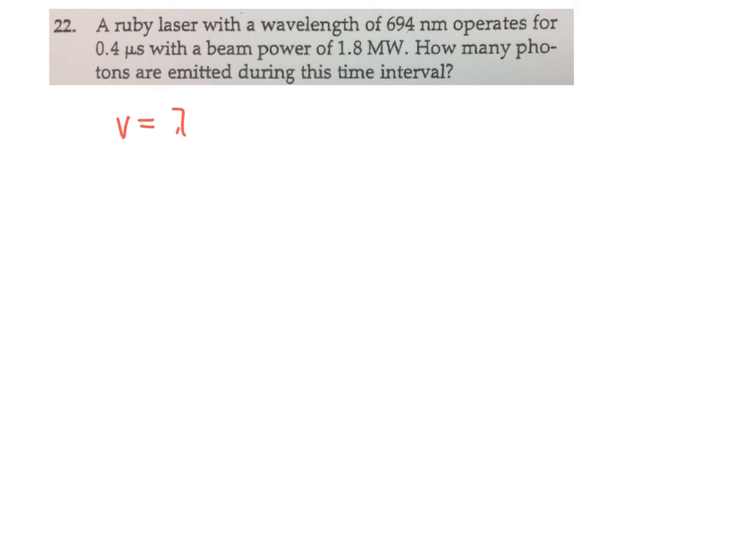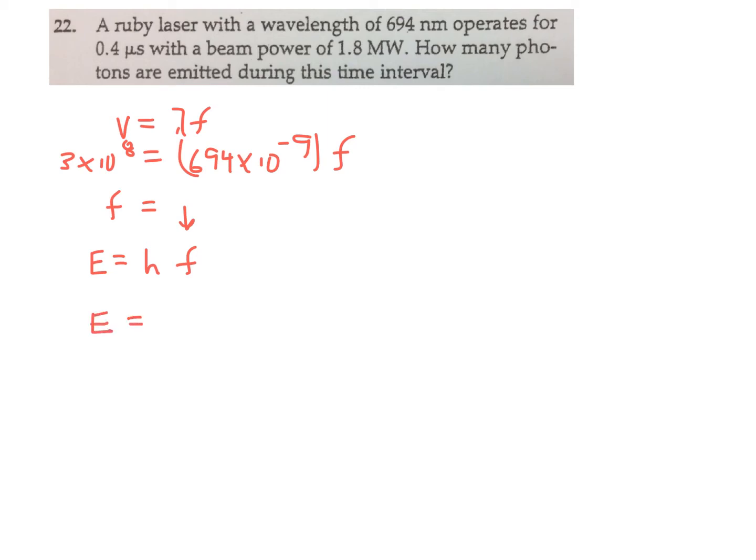Since we have v equals lambda f, and it's a photon, the speed of light, 3 times 10 to the 8th meters per second, equals 694 times 10 to the negative 9th meters times the frequency, and you will calculate the frequency of this photon. And if you have the frequency, you can use E equals hf to get the energy of this photon. So you take your answer for the frequency, plug it in there, plug in Planck's constant, and you'll get an energy for these photons of some value. I would probably do it in joules. All right, that gives you the energy of the photon.